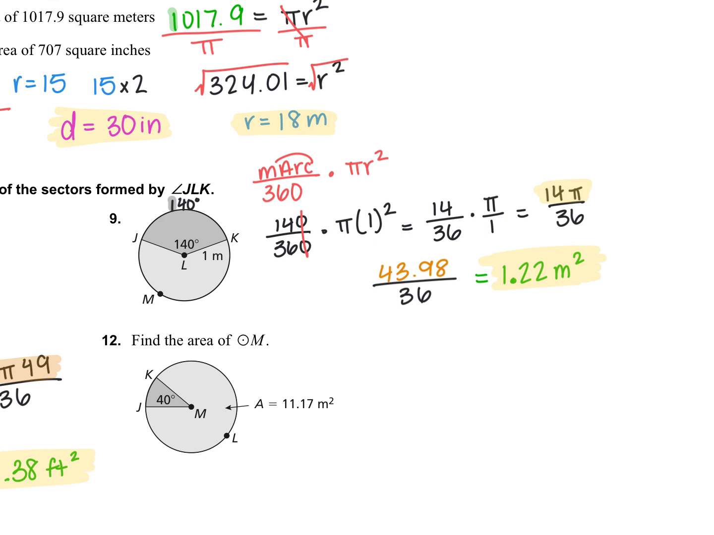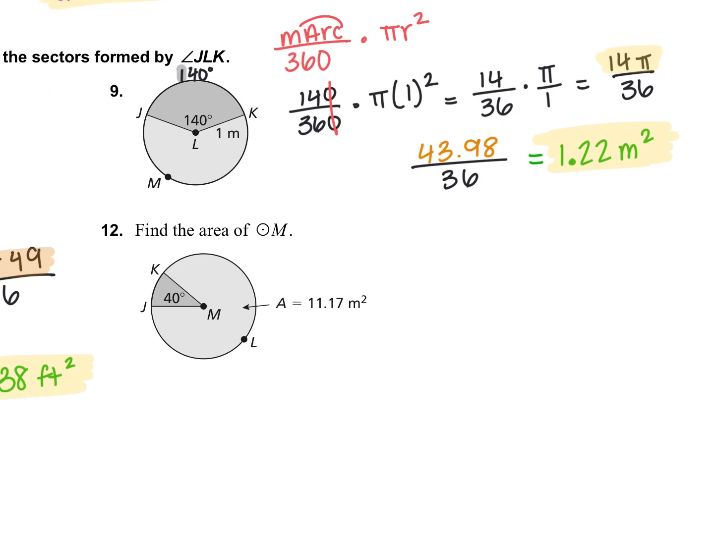All right, number 12. They want you to find the total area. So they're actually giving you the area of your light gray part. So if you're looking at it, this section in blue, they're already giving me the area. So now I have to find the area of my sector. I have to find the green area right here. And we're still going to be using the same area of a sector rule.